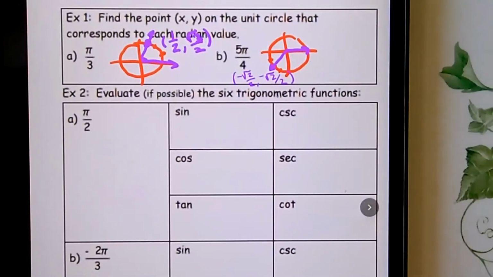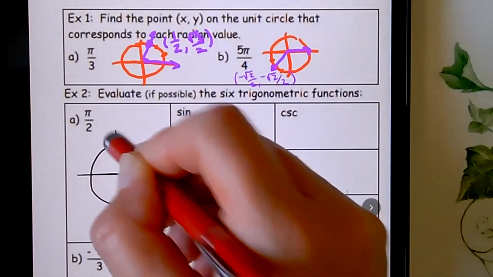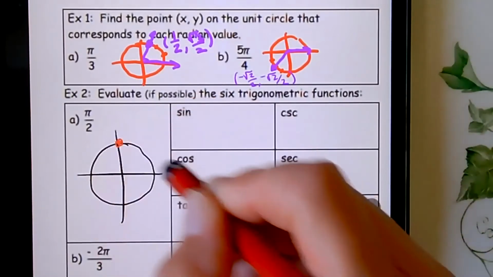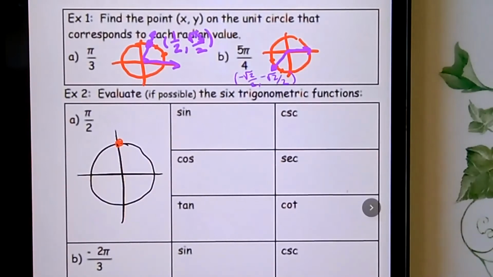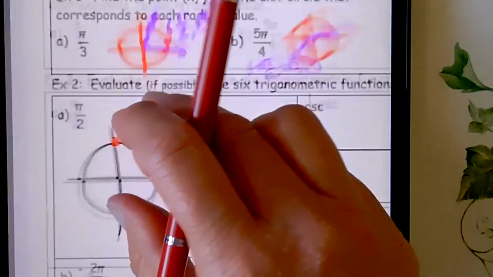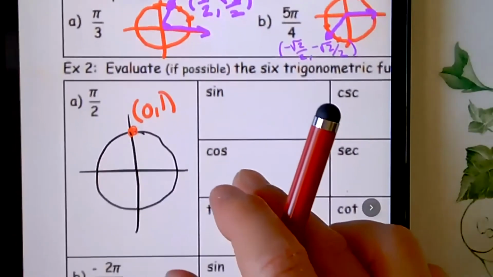So now I'm going to be finding all 6 of them for pi halves. Now pi halves, okay, let me draw my unit circle. Okay, pi halves is going to be right up here at the tippy top. And the coordinates of that point are going to be 0, comma 1. So let me just write 0, comma 1. That is the coordinates of that point.